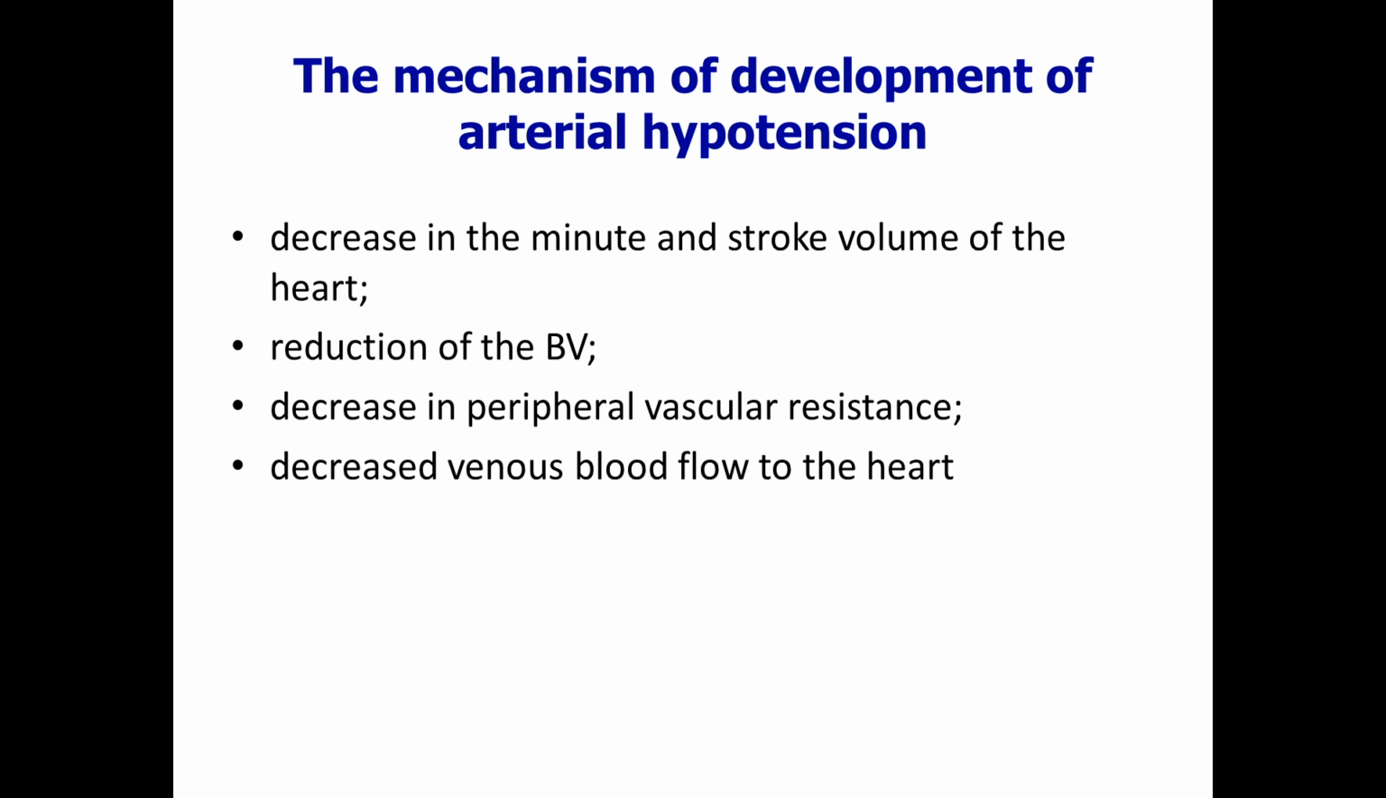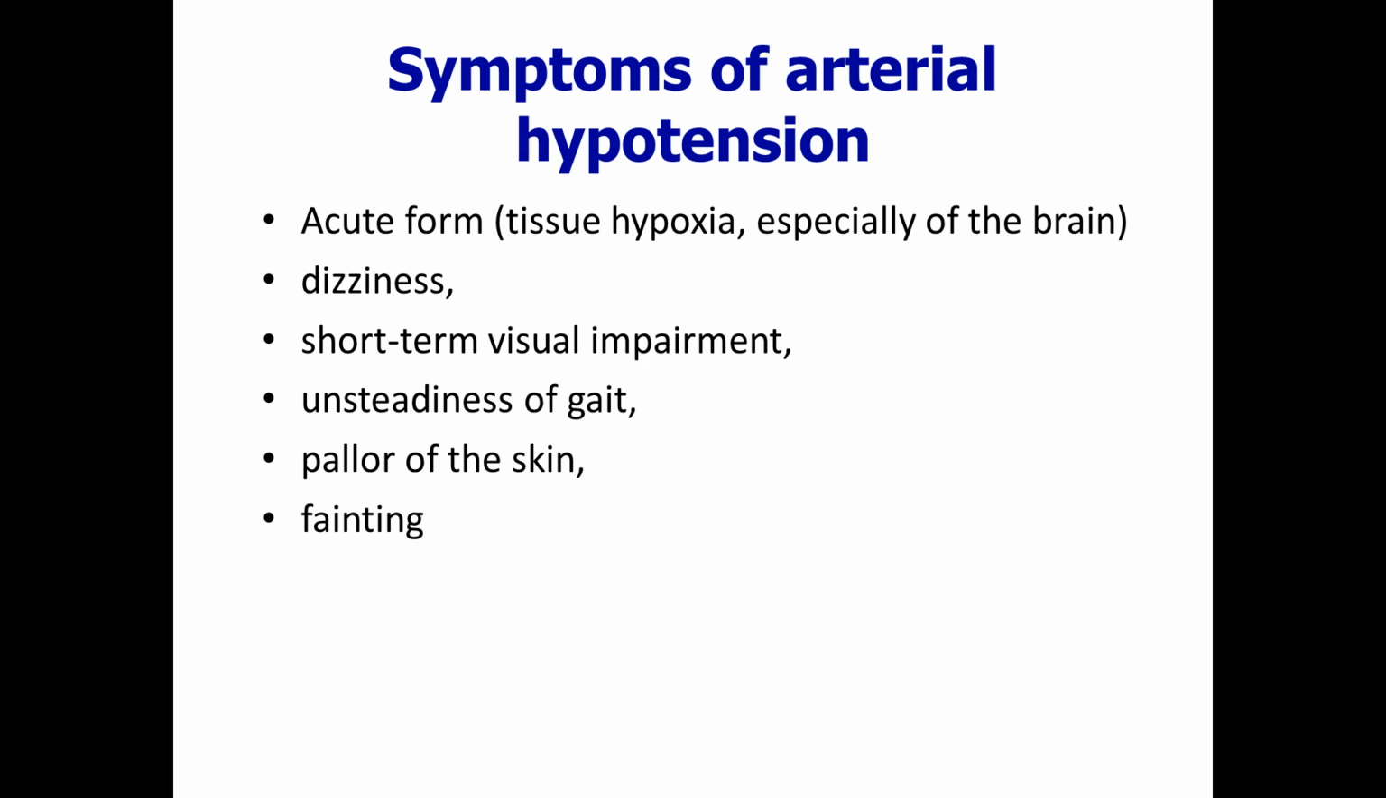The mechanisms of developing arterial hypotension may be a decrease of minute and stroke volume of the heart, a decrease of blood volume, a decrease in peripheral vascular resistance, and decreased venous blood flow to the heart. All disorders which can result in these mechanisms cause arterial hypotension. Which are the symptoms of arterial hypotension? Acute form symptoms are represented by tissue hypoxia, especially brain hypoxia: dizziness, short-term visual impairment, unsteadiness of gait, pallor of skin, fainting.